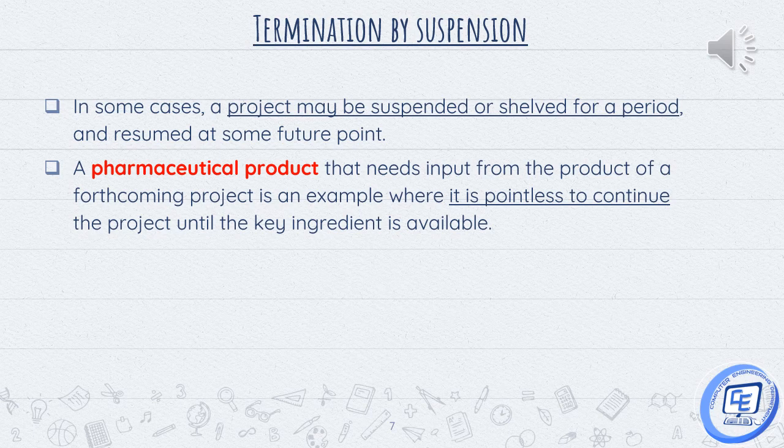Example, a pharmaceutical product which will be obtained from further projects has to be kept on hold till the key ingredient is available. Hence, this is what termination by suspension means. Now, let's move to the next slide.